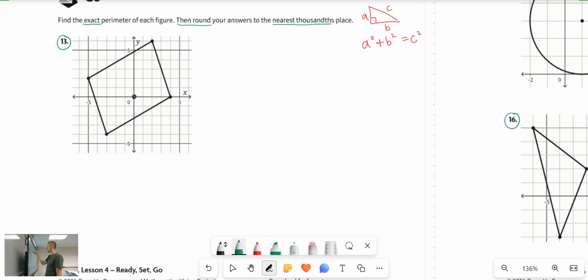So to start off, here's a right triangle. Wasn't really well drawn, but that's okay. 4 there, and then 1, 2, 3, 4, 5, 6, 7. 7 here. So that's a 4, 7, and we don't know what the missing distance is yet, but we can find it. So 4 squared plus 7 squared, and we'll call this, what do we want to call this one?